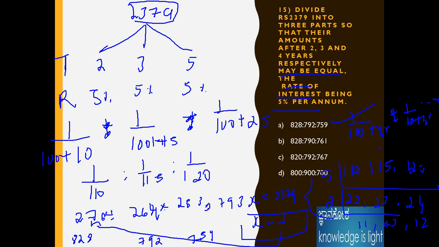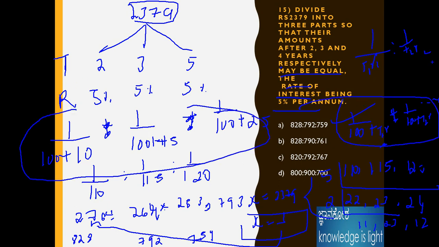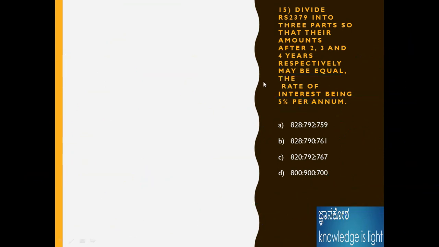If the rate is not constant, at that time we use the formula T1 R1 is to T2 R2. Here the rate is constant, that's why I am applying this logic. Understand this logic. If it is not constant, T1 R1 is to T2 R2, like that. Okay, next problem.